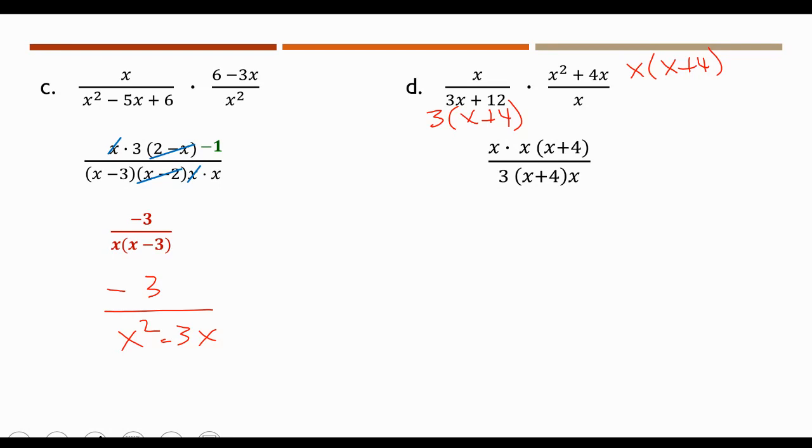Canceling out factors that are the same. One of the x's on top will cancel out one of the x's on the bottom. The x plus 4 and the x plus 4 would cancel, leaving us just with an answer of x over 3.